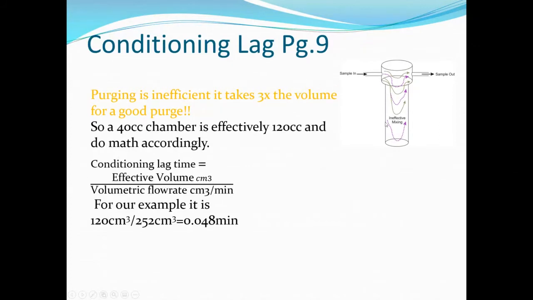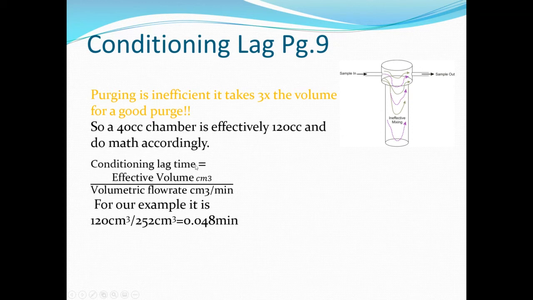In order for us to get all the stale analyzer analyte out of the sample handling condition, it's not just a matter of putting in the volume of the sample handling condition once. It takes some time to dig out all the stuff that's been in here. And the guideline that is given in the ILM here is that purging takes 3 times the volume for a good purge. So in our example, a 40 cc chamber is effectively, based on this 3 times factor, 120 cubic centimeters. And as such, we have to do the math accordingly.